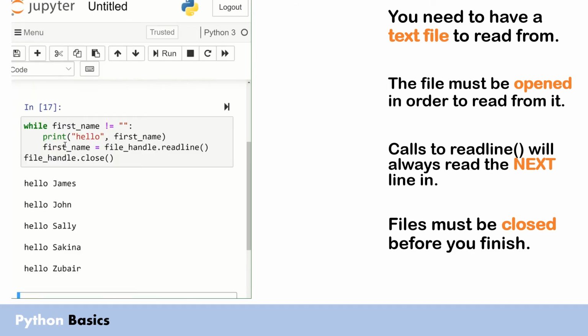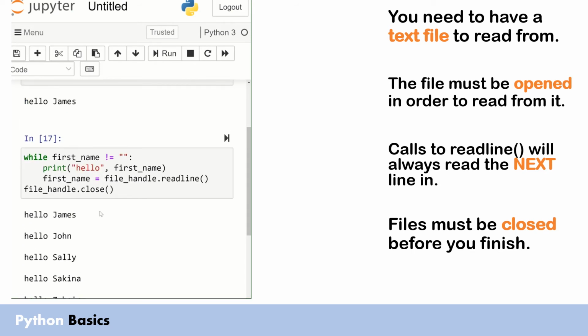So this allows us to read in. Now, when we do call readline, it'll always read the next line in, which is why it's not saying hello James for infinity. It will always read the next line in.